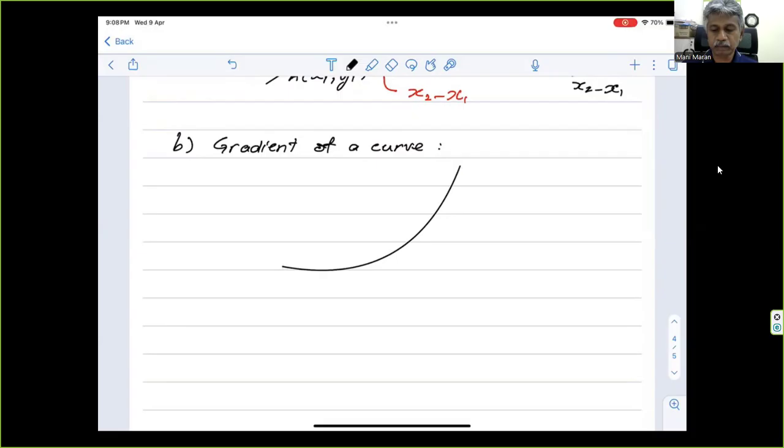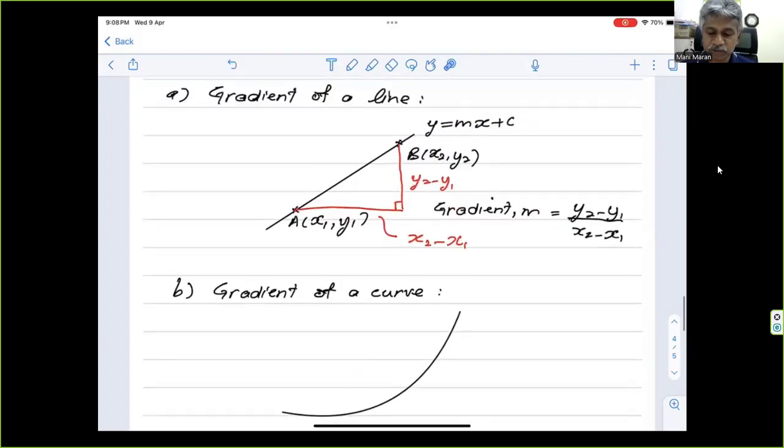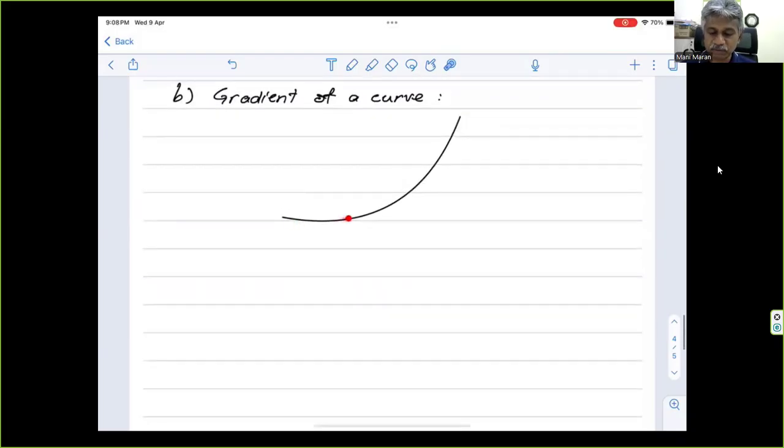Okay, and somebody asks you, what is the gradient of the curve? In fact, you cannot answer the question, because the gradient is changing everywhere, the slope is changing. Basically, the meaning of gradient is slope. If it is a straight line, you notice that it has a single value for slope, right? It is the same everywhere. But if it is a curve, when you are here, the slope is less.